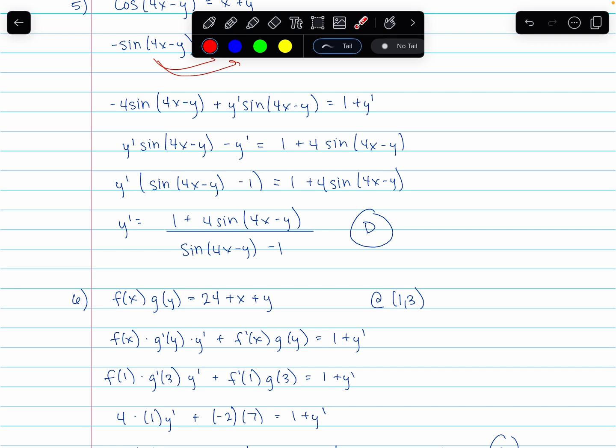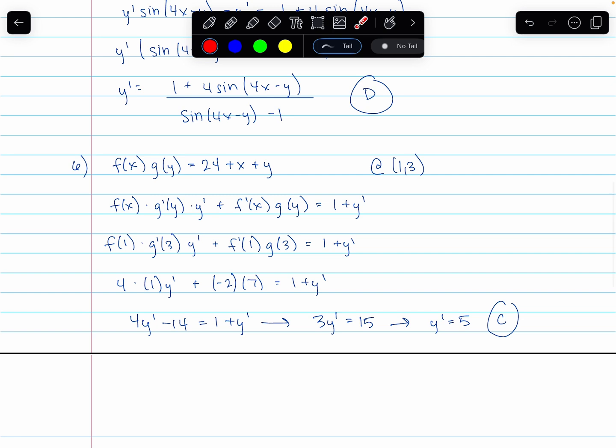Okay, and then for this last one right here, this one's kind of an interesting one, but we're given an equation that looks like this, and we're going to take the derivative. This first side is going to require the product rule, so I'm going to take the first times the derivative of g of y. But as I take the derivative of this, that's going to be g prime of y, but I have to go inside and take the derivative of y, which would be y prime. So that's usually what most people forget in this problem.